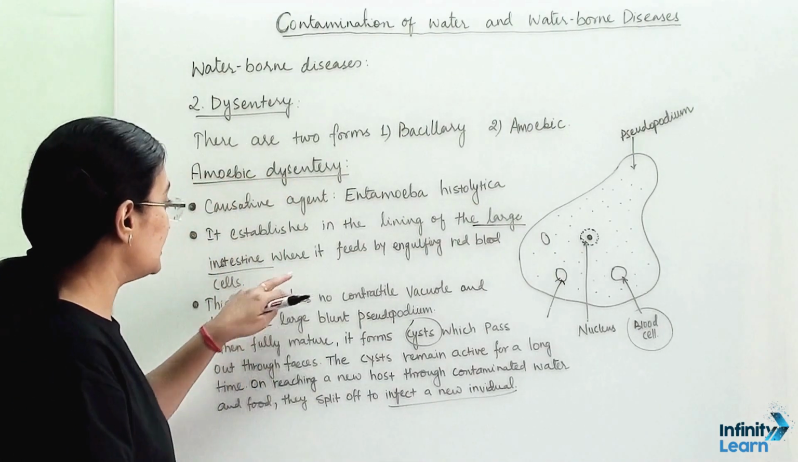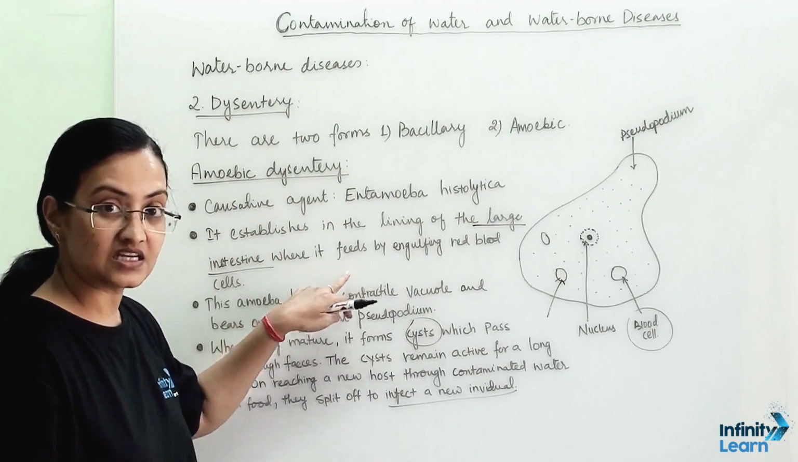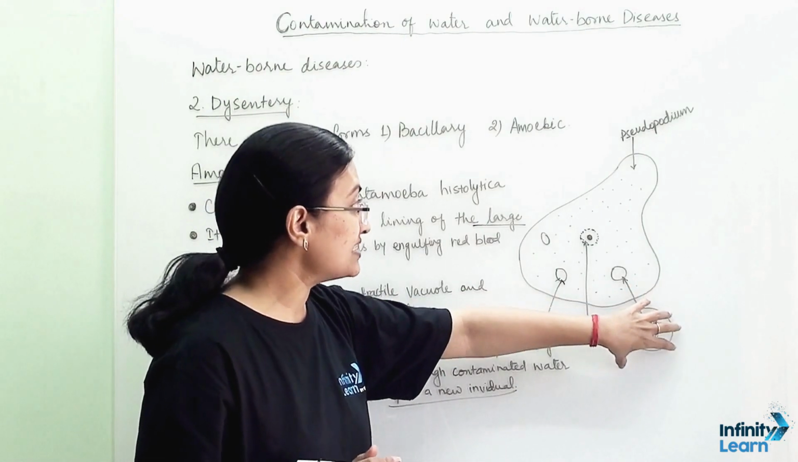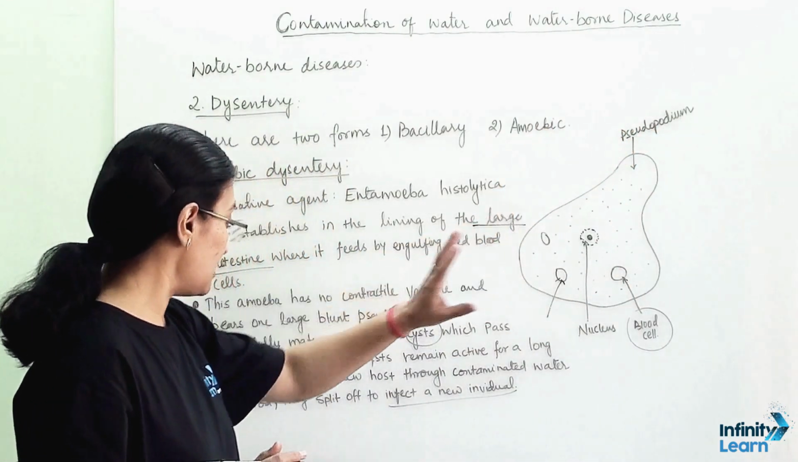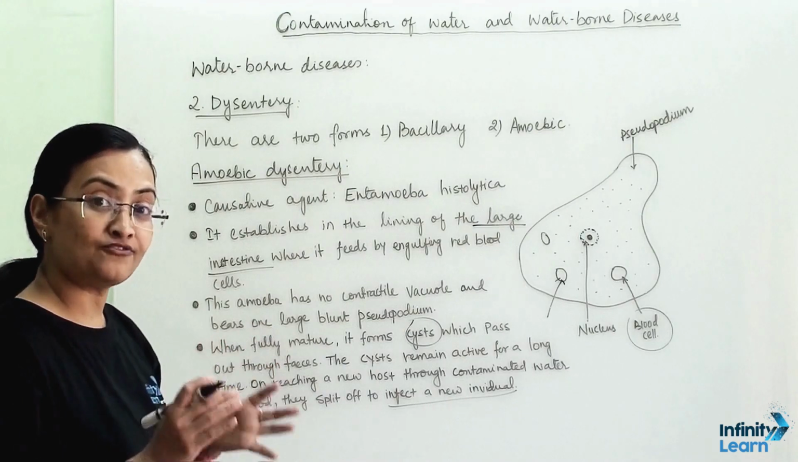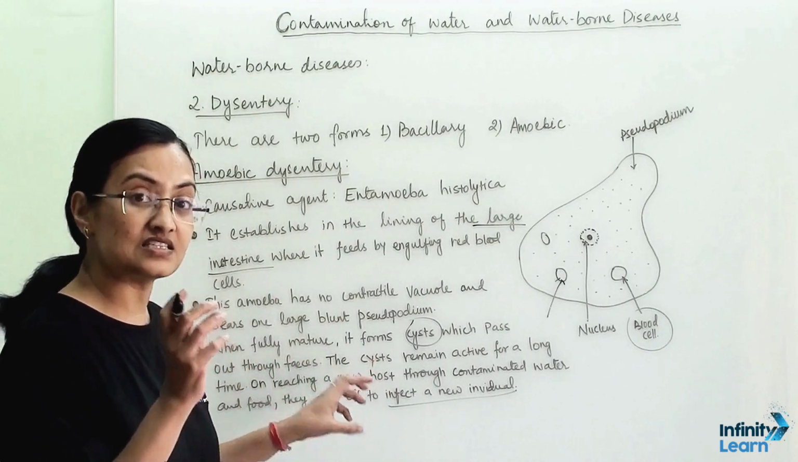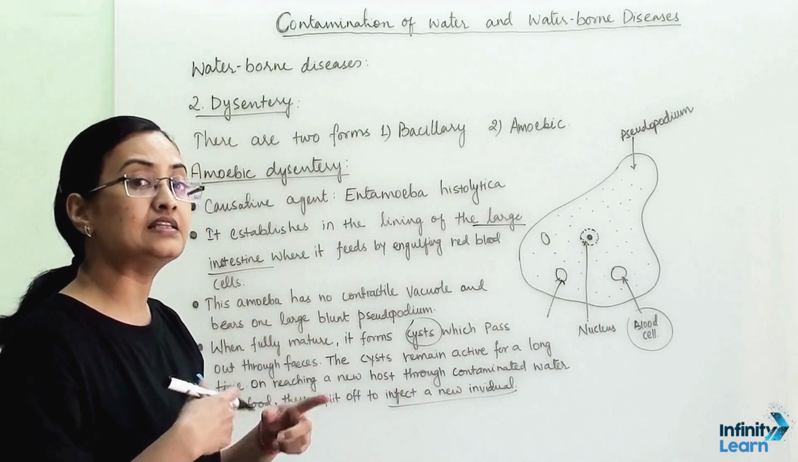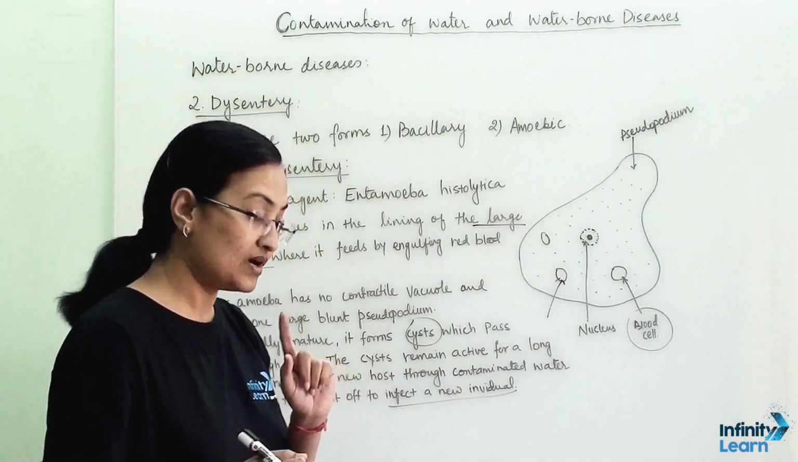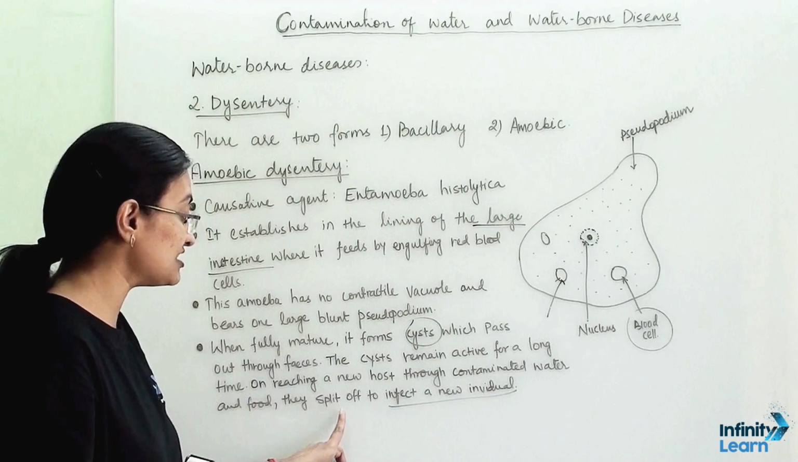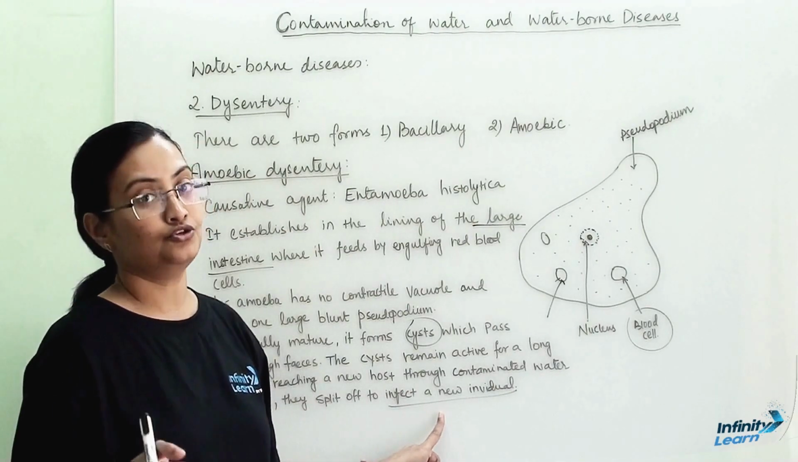First they will be in the large intestine and eat up the blood cells via one large pseudopodium. Then after maturing, they will pass out through the feces and this cyst will remain active until it finds a new host. Once it finds a new host, it will split off and infect the new individual.